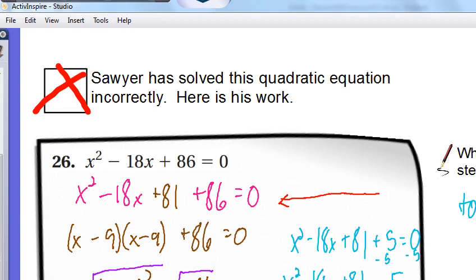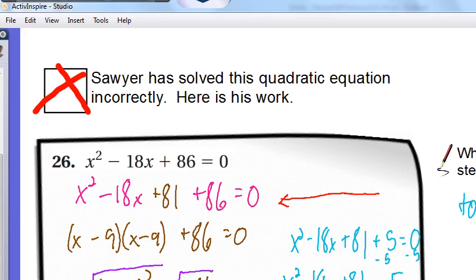See that it does factor like that, because x times x is going to be x squared. If we had written another factor of x minus 9, we'd have x times negative 9 is negative 9x. Negative 9 times x is negative 9x, and together negative 18x. Negative 9 times negative 9 is positive 81.